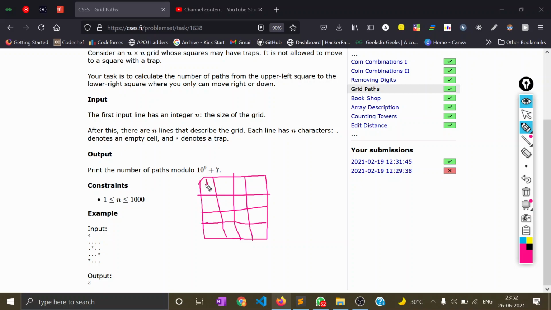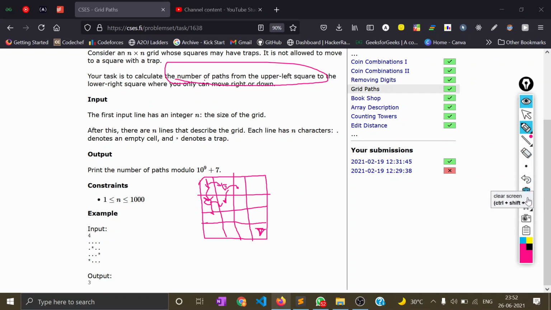I'm currently at this position. I want to get to this position, right? At this position, I have these two options: either I go this way or this way. Similarly on this position, I can go this way or this way. Similarly on this position, I can go this or this. So this is one way of looking at the problem, and I have to count the number of paths from the upper left square to the lower right square.